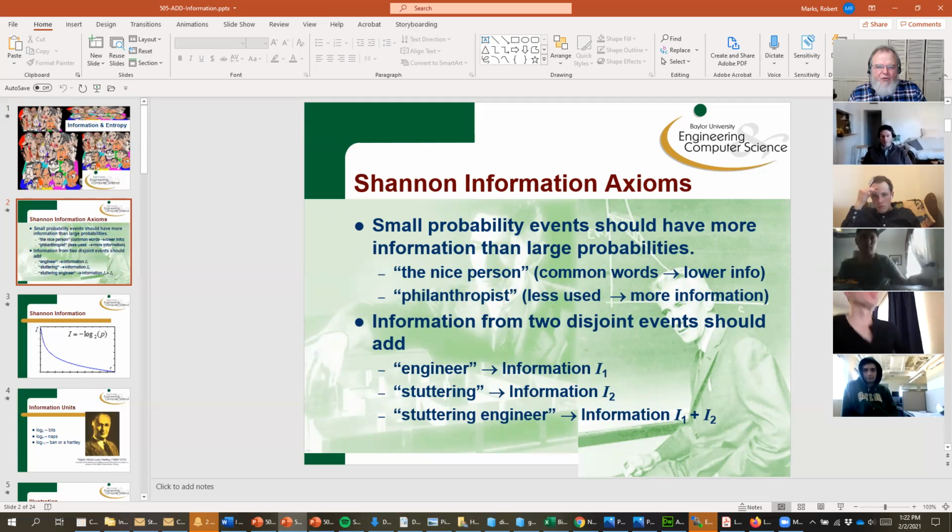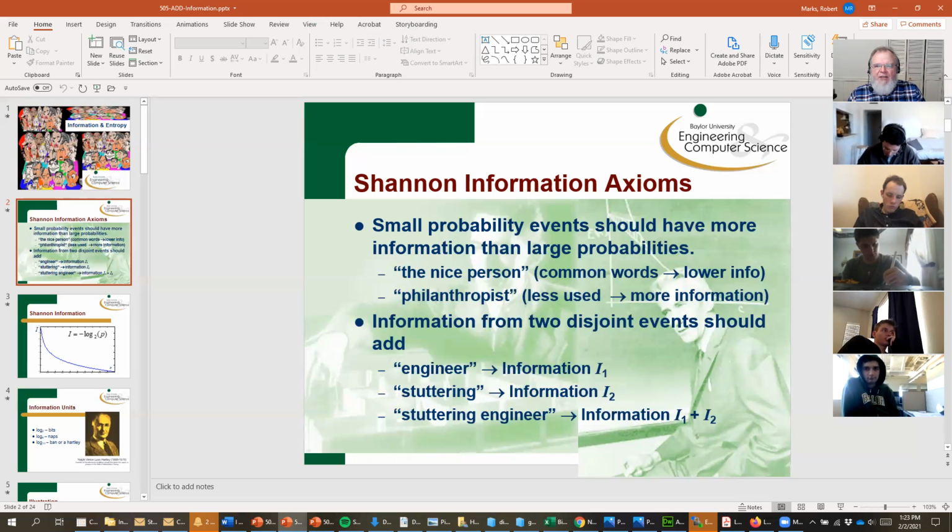The other thing is that information from two disjoint events should add. If I say the word engineer and it has information I1, and I say stuttering, which might have information I2, if the two are unrelated, stuttering engineer should have information I1 plus I2. So we would like information to add. Now, the ideas have to be disjoint. If I say a hopping kangaroo, that's redundant, because all kangaroos hop, so it would not obey I1 plus I2. But if they are independent concepts, they should add. So let's keep that in mind. These are the axioms we would like to apply.